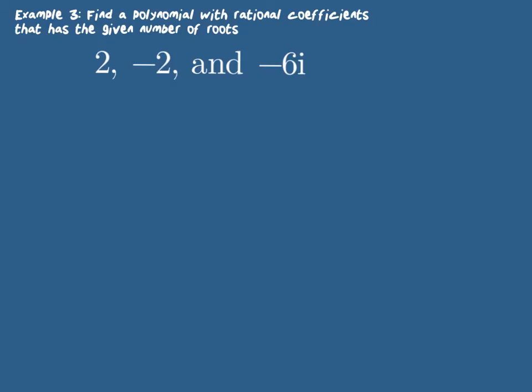Okay, the third example, now we're not even looking at graphs. I'm telling you what the roots are going to be. So if you're looking at this right here, the roots, we see 3 roots. We see 2, -2, and -6i. But remember, when we have an imaginary number, we also have its conjugate, which is +6i. So really, we have a total of 4 roots, okay?